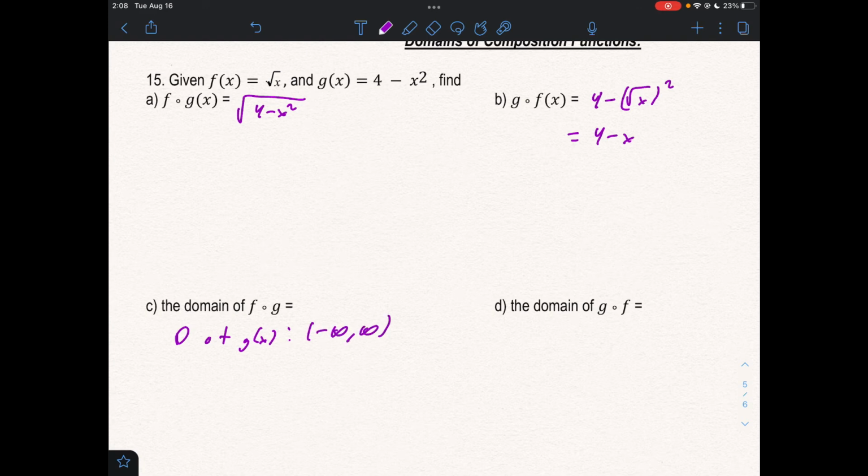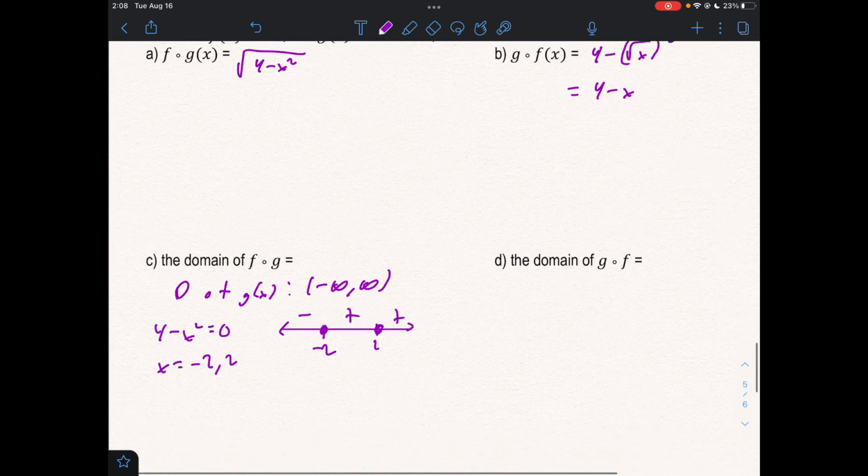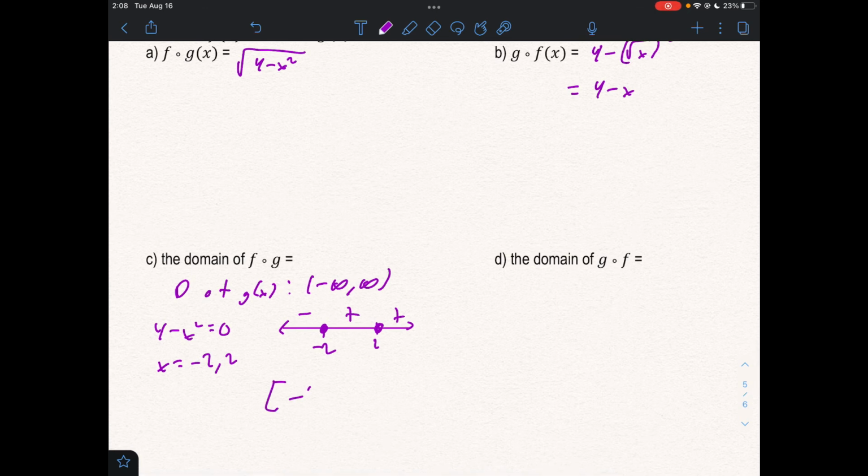But the domain of our new function, f of g of x, the domain of root of 4 minus x squared, is not all real numbers because we can't take the root of a negative number. So we want to set 4 minus x squared equal to 0. That's going to give us x equals negative 2 or positive 2. And draw our number line out. Both those get closed circles because they'll give us 0, which is okay. And pick some test points. We should get negative, positive, negative. So what we want is negative 2 to 2, inclusive.